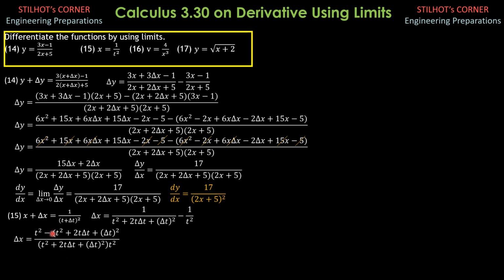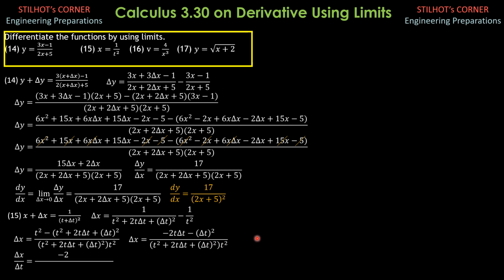We can eliminate t squared. So in the numerator, we have negative delta x equals negative 2t delta t minus delta t squared all over t squared plus 2t delta t plus delta t squared, close, times t squared. So divide everything by delta t.